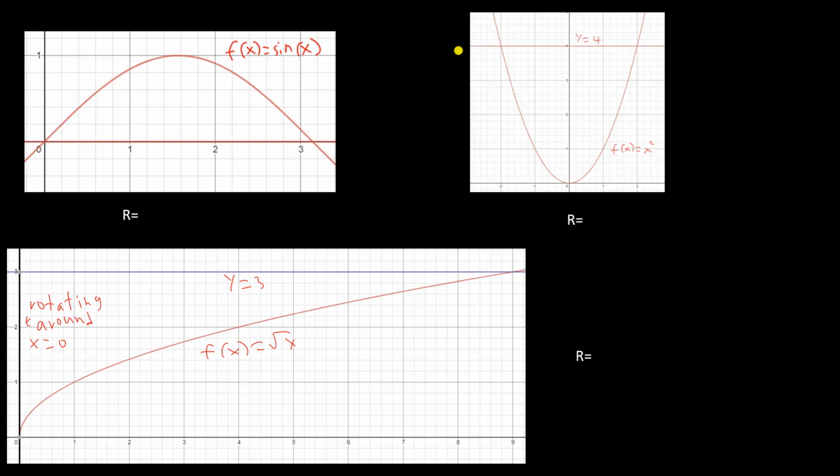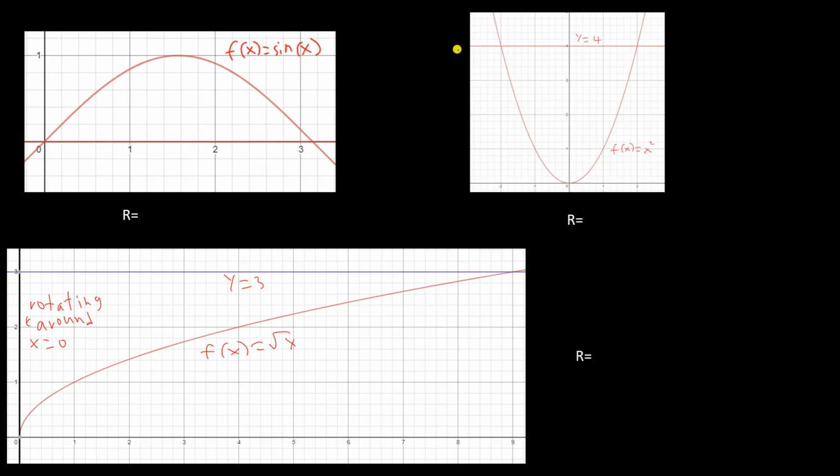After that, identify the x values of the endpoints A and B. Now, just use the equation pi times the integral from A to B of r squared dx. Don't forget the pi. The volume is always going to be positive. If it's negative, you did something wrong.